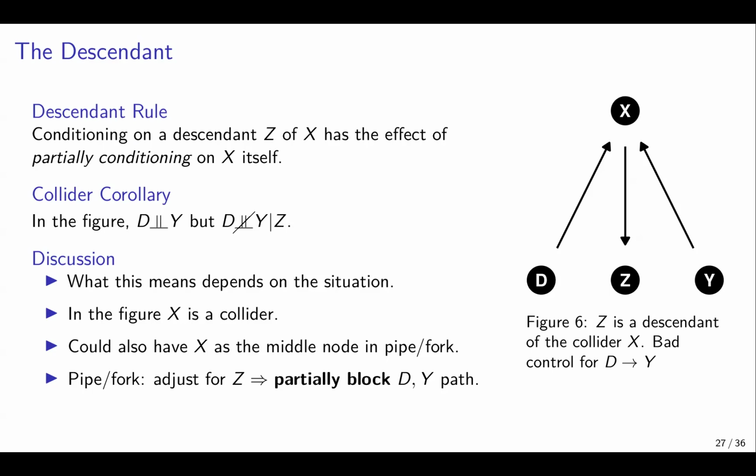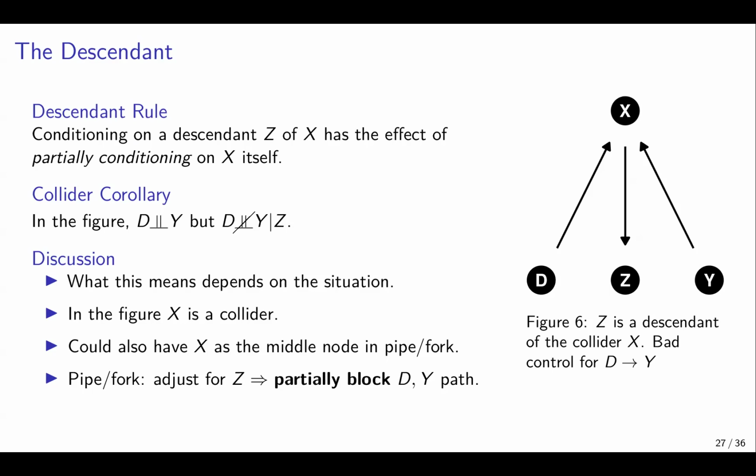So you could go back to any of those three DAGs, the pipe, the fork, and the collider, and you could add an arrow coming from X out into Z, and then you would get three possible versions of the descendant. Here I'm just showing you one version, a descendant that comes out of an X that is in fact itself a collider. But the reason I only show you one is because actually the rule for descendants is pretty simple. It's that conditioning on a descendant, Z, of X, has the effect of partially conditioning on X itself.